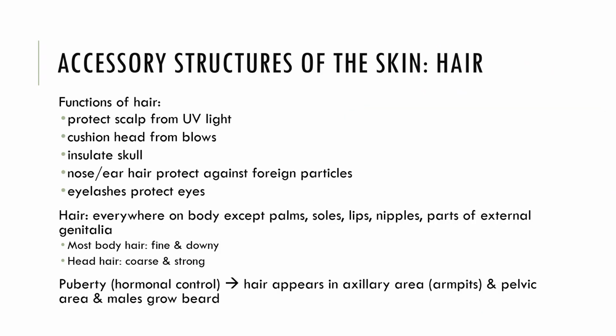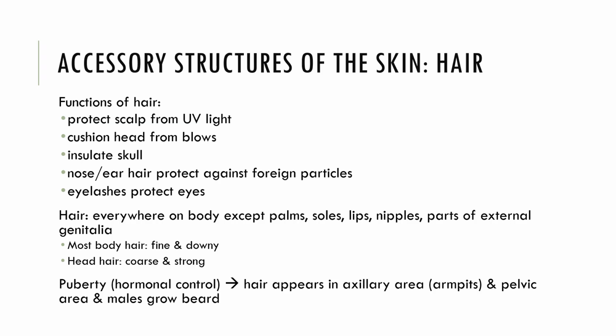Next, we're going to talk about structures within the integumentary system, which include your hair, nails, and glands. First of all, we're going to talk about hair. I'm going to do structure, then function. Hair is composed of keratin. It grows from hair follicles located in the dermis.